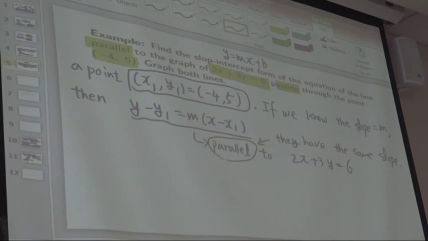Now we have to find the slope from here. To find the slope, we have to convert this standard form into y is equal to mx plus b, because that tells us the slope m. So we solve this for y, which is 3y equals negative 2x plus 6, and y is equal to negative 2/3 x plus 6 over 3. Now we don't care about that constant, we only care about this slope.